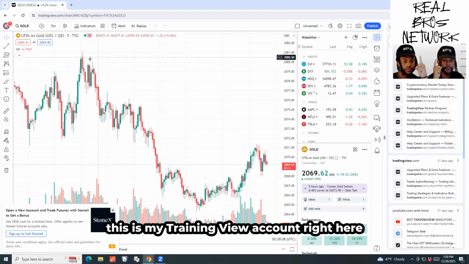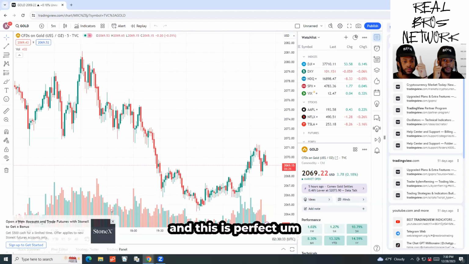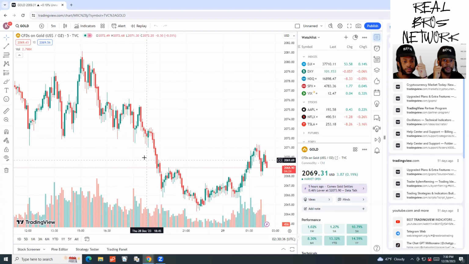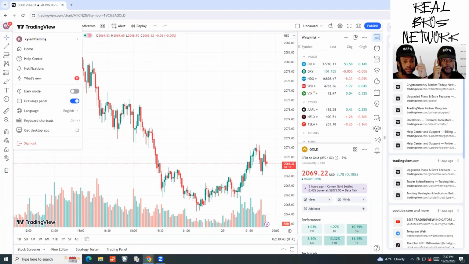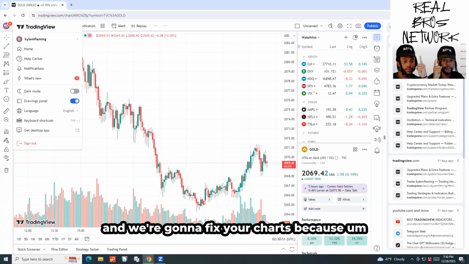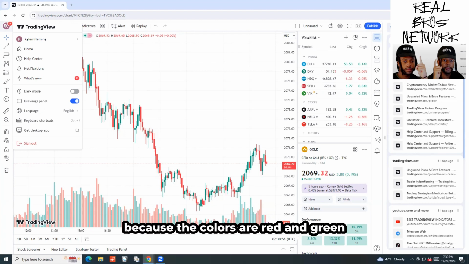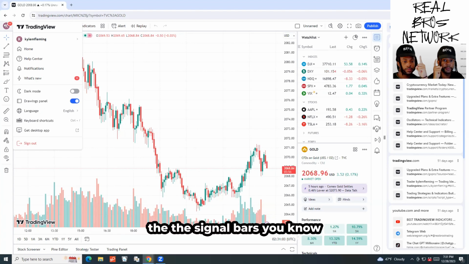This is my TradingView account right here. It's perfect. Now go hit the K in the top left corner. We're going to get the indicator set up and we're going to fix your charts, because right now your charts are not going to work with the indicators because the colors are red and green. So you're not going to be able to see the signal bars.